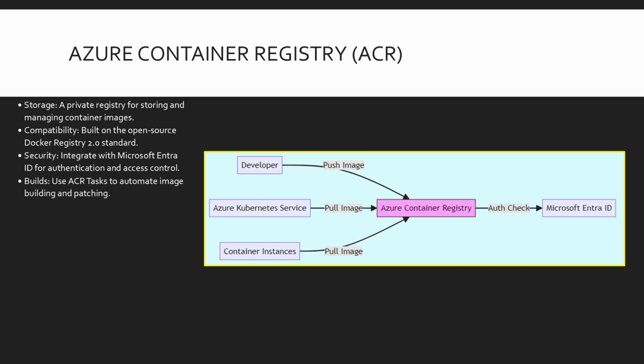This flowchart places Azure Container Registry at the center of the workflow. On the left, a developer pushes an image to the ACR. A connection to Microsoft Entra ID ensures this action is authenticated. On the right, compute services like AKS and ACI pull those images for deployment. This demonstrates ACR's role as the central, secure repository for your container assets.